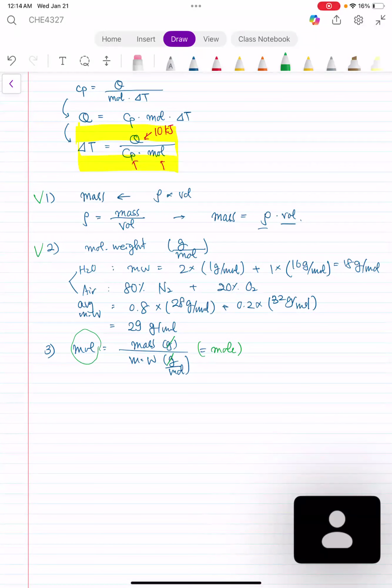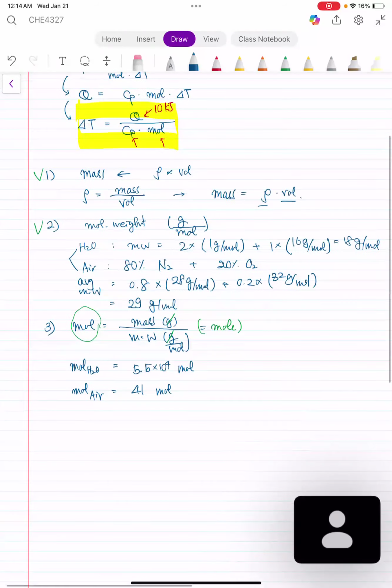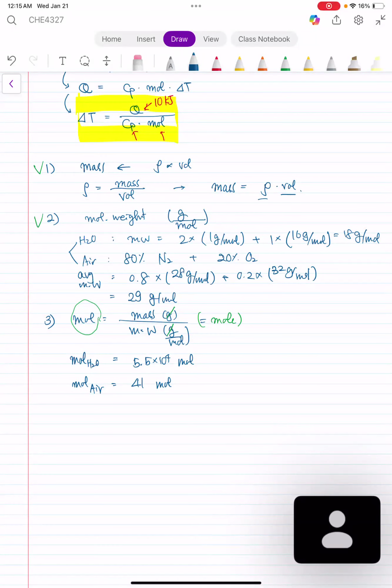Why don't we pause here and you calculate the moles of water and air? Okay, done that? Well, if you did the calculation correctly, you should have gotten the mole of H2O as 5.5 times 10 to the 4 mole, and then the mole of air should be 41 mole. Okay, so now let's pause this video again and compute the final answer for delta T.